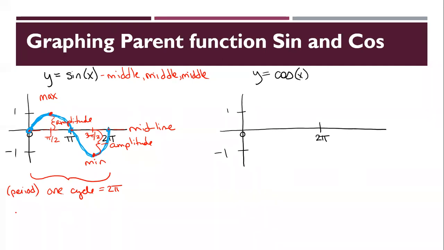And the amplitude is the height of the wave. And for the parent function, it's 1 unit. So notice we went up 1 and down 1. So the total displacement, the total distance between the maximum and minimum, is actually 2, or double the amplitude.